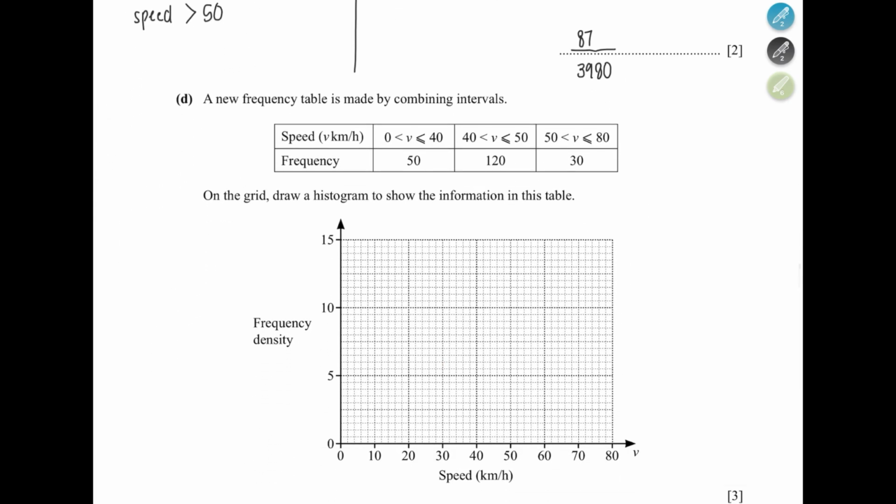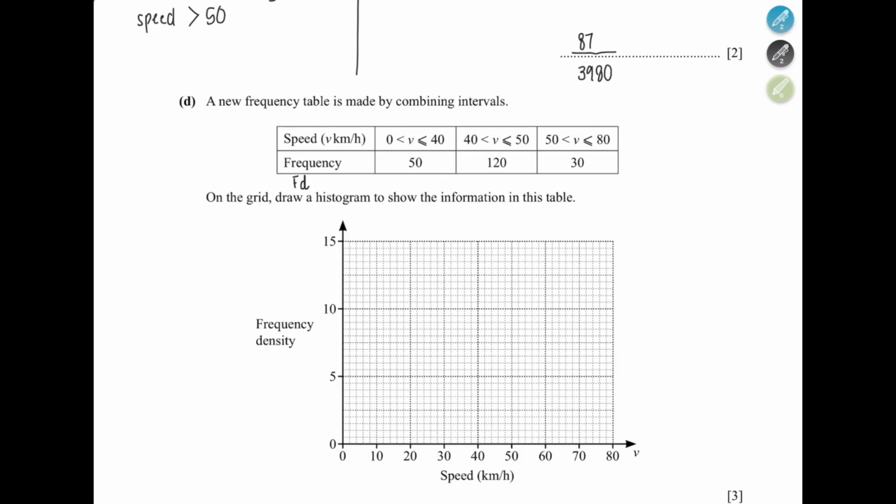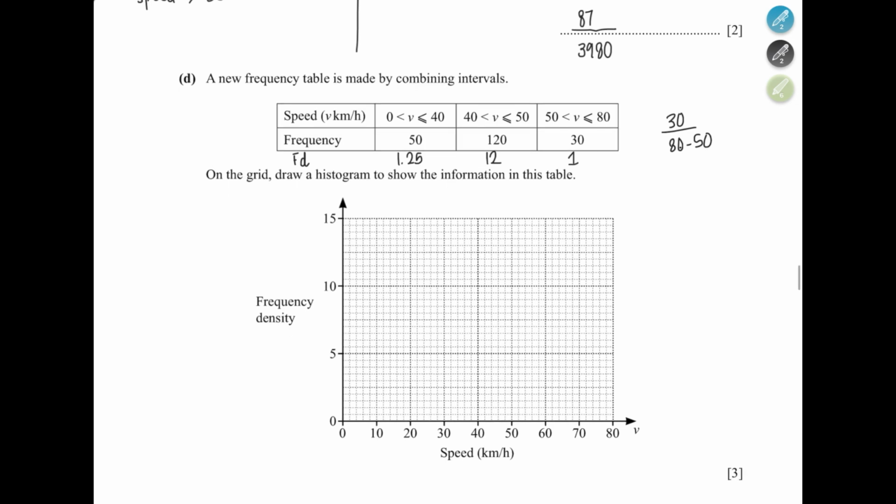Now, a new frequency table is made by combining intervals. Now we have to draw a histogram to show the information in this table. So we have speed and we have the frequency density. So we need to find the frequency density now. Frequency density is going to be 50 divided by 40 first of all. So this is going to be 1.25. Then 120 divided by 10 is going to give us 12. And then 30 divided by 80 minus 50. Okay, this is going to give us 1. So now we can plot our histogram.